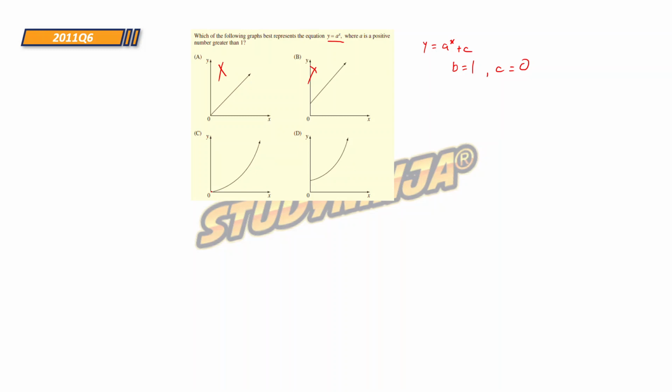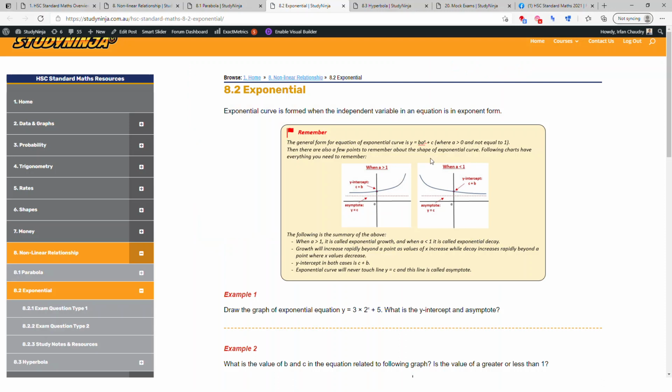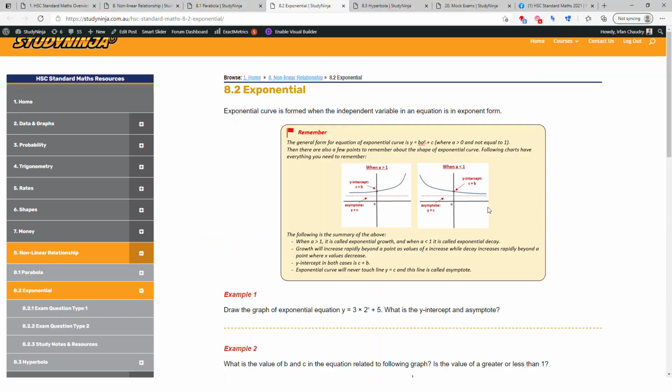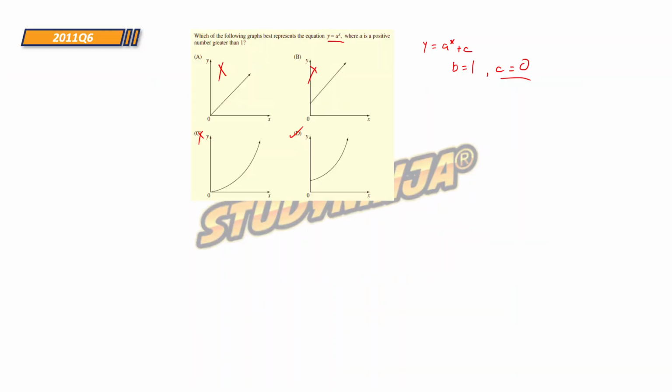And if I go back again, then what else do I know? That the asymptote is where y is equal to c. So in this case, c is 0. So the asymptote is this line, so y is equal to 0. So it can never touch the asymptote. So this can't be right. So this is the right answer. So again, it comes down to knowing these properties very well and then applying them.